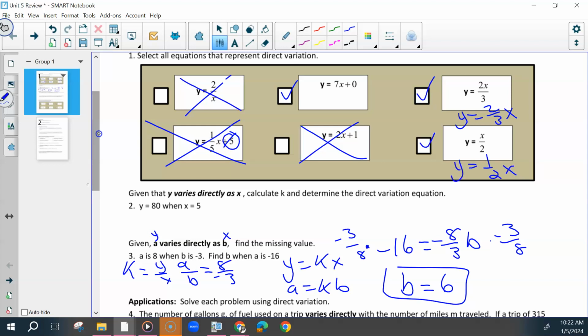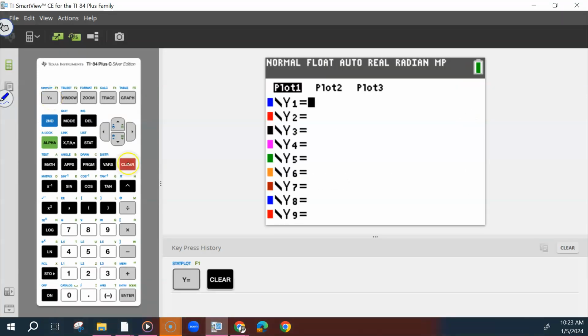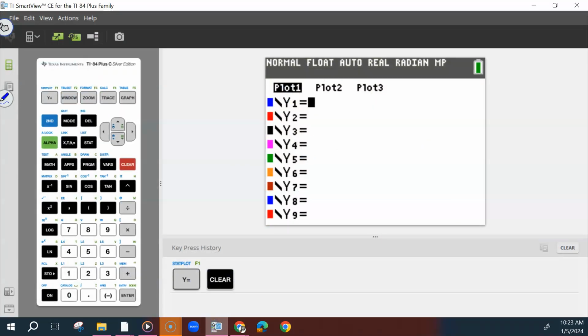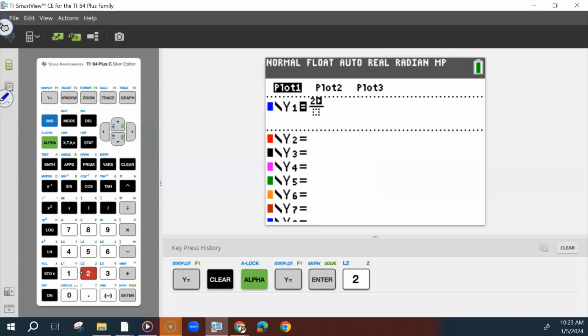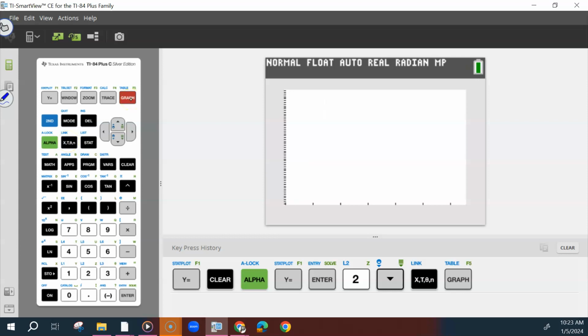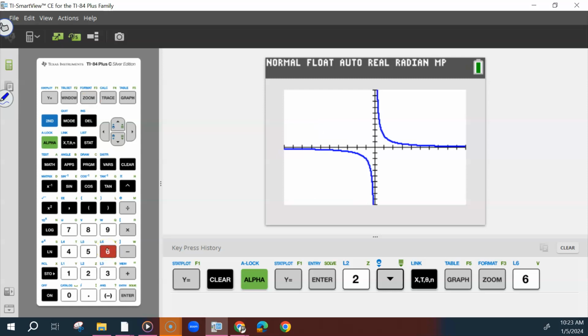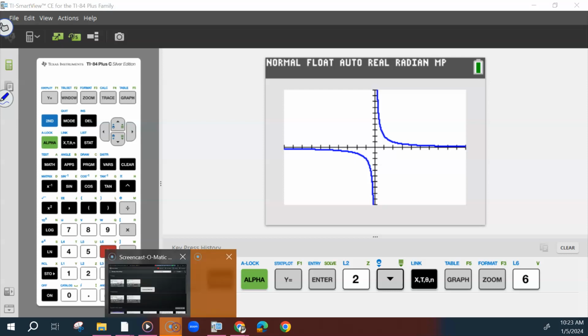Because you have your calculator, you could also do this if you wanted to. In your y equals, if something's there, clear it out. You could start typing these in. So let's say I typed in this first one as a fraction, 2 over x, and I tried to graph it. It would not look like a line that goes through the origin. So I could say this is not direct. This is actually inverse. Other questions in that section?